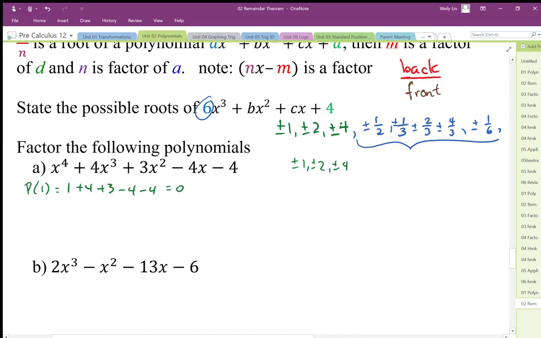So I know one of my factors is going to be, I'm just going to move this over, okay. One of my factors is going to be x minus 1. So I've got one already. I really just need one more, and if I have one more, I can divide this down into a quadratic. So I'm going to test my next easiest one. I'm going to test negative 1.